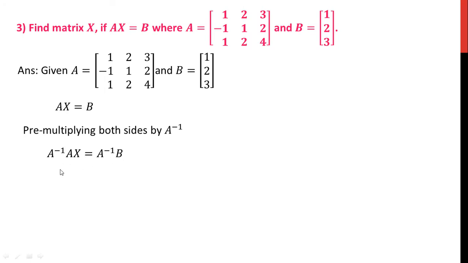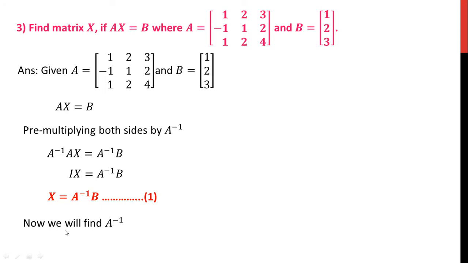Pre-multiplication, remember. So A inverse into A is the identity matrix, so I into X is equal to A inverse into B, and hence we get this equation, that is x is equal to A inverse into B. Say this is equation number 1.